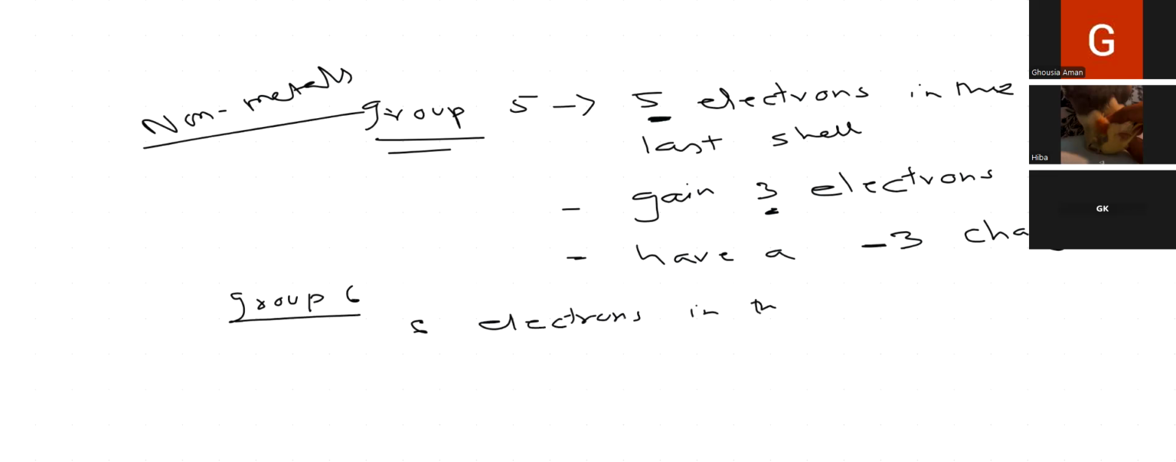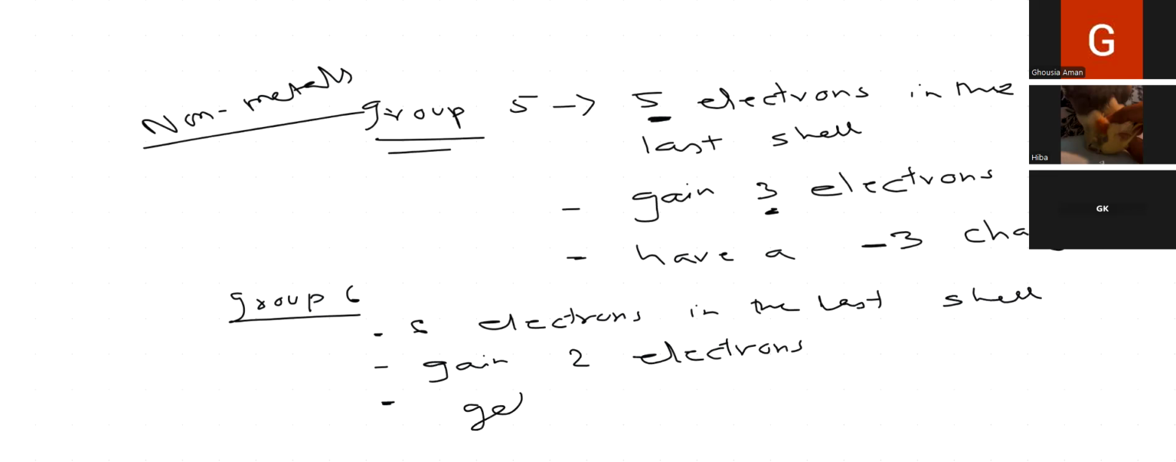They need 2 more electrons. So it is easier for them to gain 2 electrons rather than losing 6 electrons. So when they gain 2 electrons, they get a minus 2 charge over them.